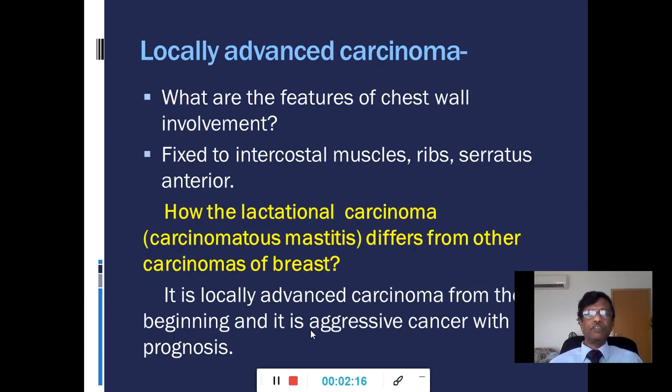What are the features of chest wall involvement? Fixed to intercostal muscles, ribs, serratus anterior. Yes. Here, the involvement of the chest wall means fixed to the intercostal muscles, ribs and serratus anterior. Remember that fixity to the pectoral muscle and fascia will not be called fixed to the chest wall. So, fixity to the pectoral muscle and fascia will not be included in the locally advanced carcinoma. It still depends upon the clinical features of the tumor only. So, that is not much considered.